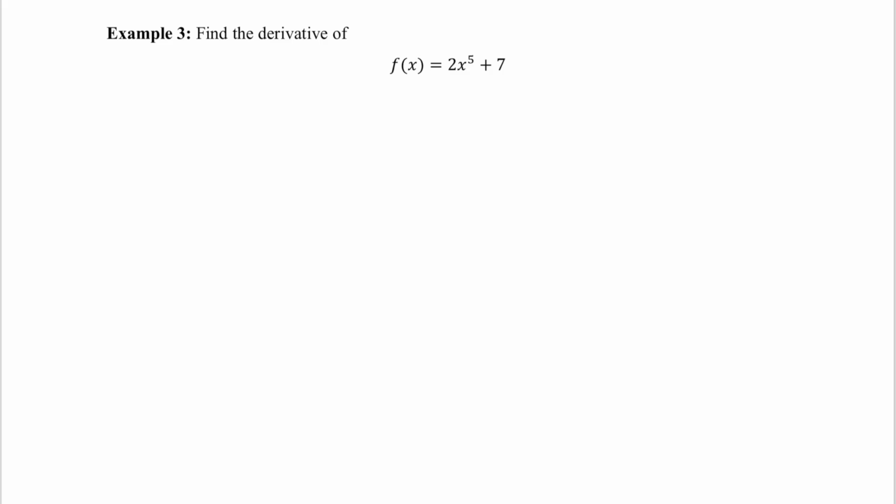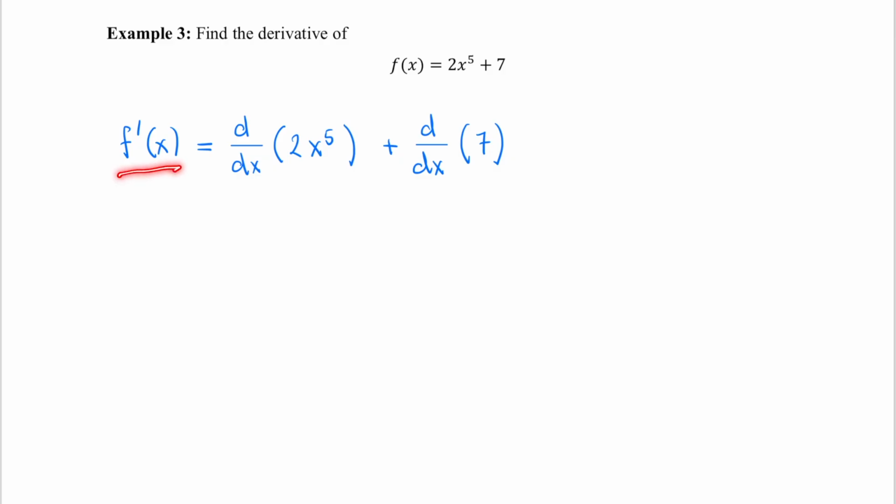Now, let's apply these rules to an example. We want to take the derivative of the function f of x equals 2x to the fifth plus 7. Notice that this function has two terms, 2x to the fifth and 7. So we will use the sum rule. The sum rule tells us we can take the derivative of each term separately. So we have f prime of x equals the derivative of 2x to the fifth plus the derivative of 7.